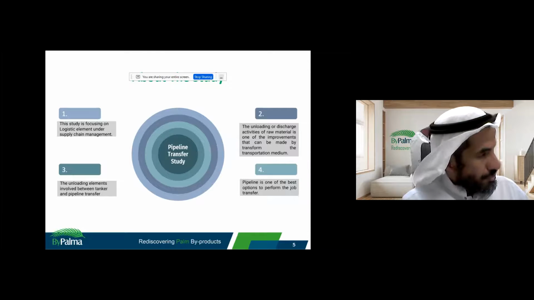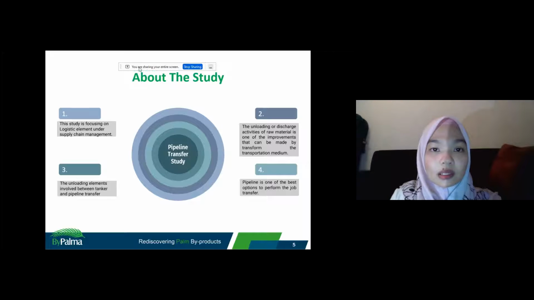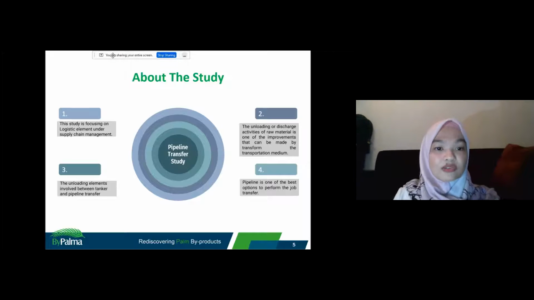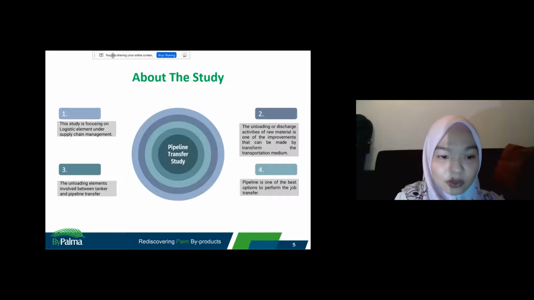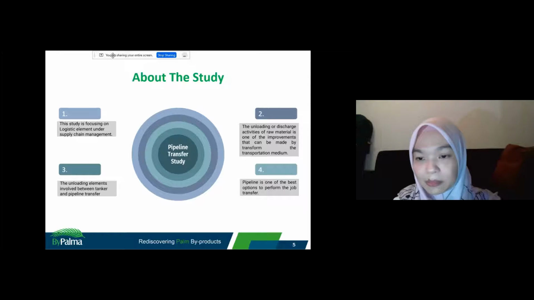A pipeline transfer study. The first one is this study is focusing on the logistic element under supply chain management, and the unloading or discharge activities of raw material is one of the improvements that can be made by transforming the transportation medium. The third one, the unloading elements involved between tanker and pipeline transfer. And the fourth is a pipeline. We need to prove that the pipeline is one of the best options to perform the job transfer.